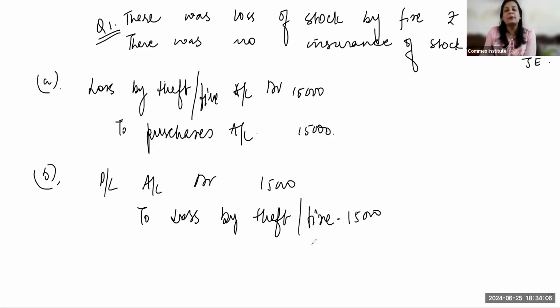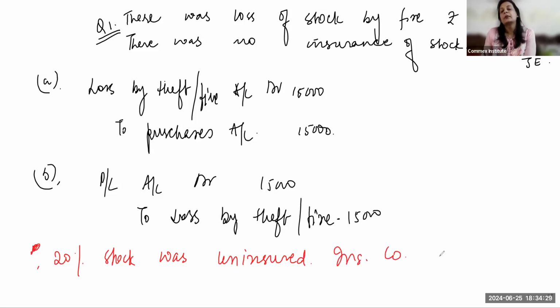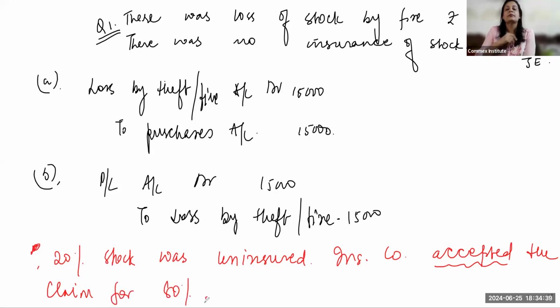Now suppose in this above question only, I'm adding that 20% stock was uninsured. Insurance company accepted the claim for 80%. Then what will be the entries?